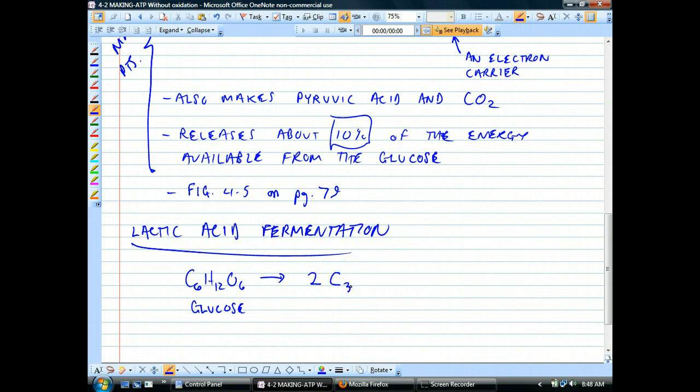C3H6O3. And that makes sense, right? Because you cut these in half, right? 6, 12, 6, 3, 6, 3. See that? And that is lactic acid.